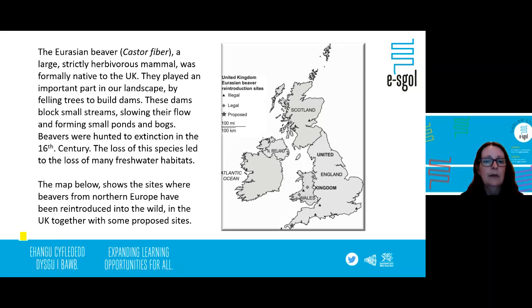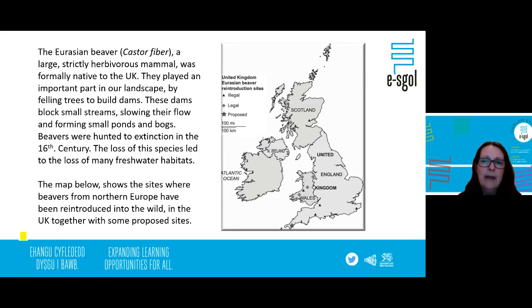These dams block small streams, which slows their flow and forms small ponds and bogs. They were hunted to extinction, so we know that they were hunted and are no longer around in the 16th century. And because that species became extinct, that had an impact then on freshwater habitats. Because of their behaviour, they were able to maintain freshwater habitats, whereas because they were hunted to extinction, that changed.